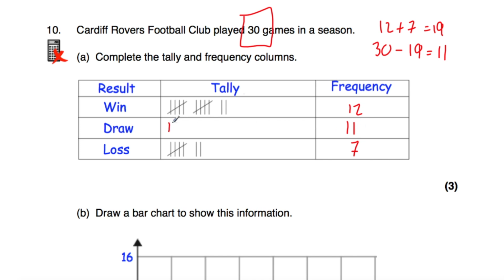And let's do the tally. 1, 2, 3, 4, 5. 1, 2, 3, 4, 5. That's 10, 11. And that's it. We've completed the tally and the frequency columns.